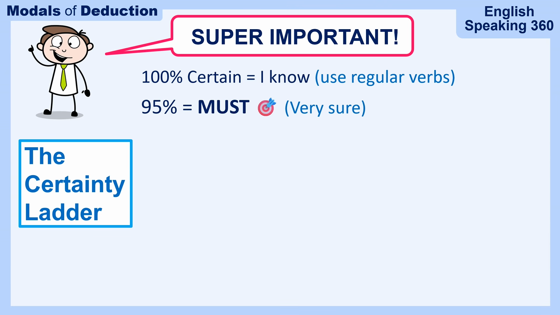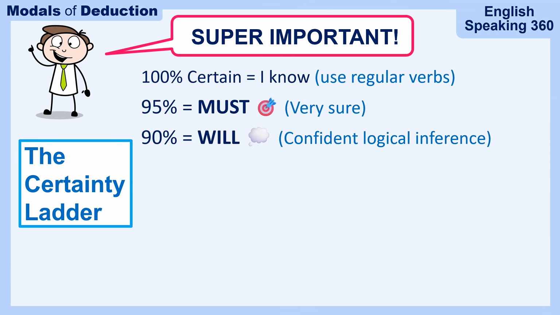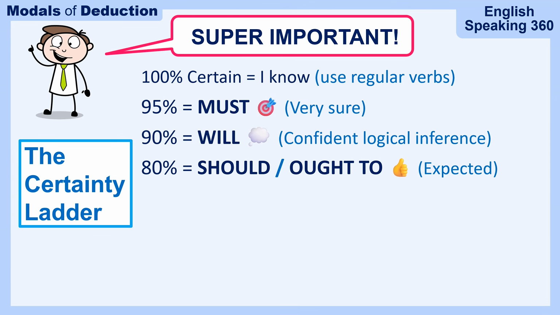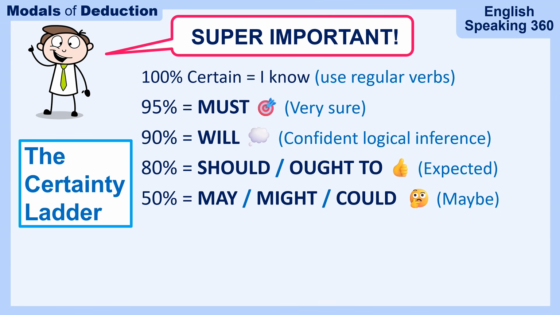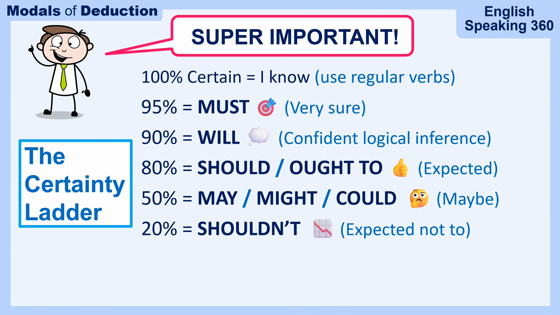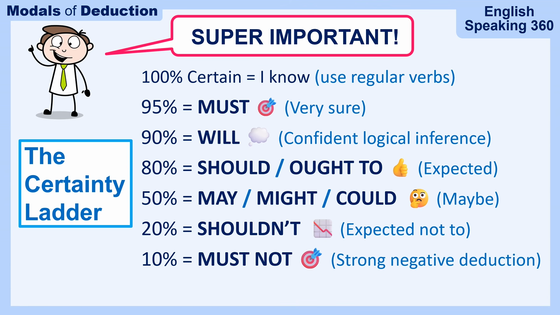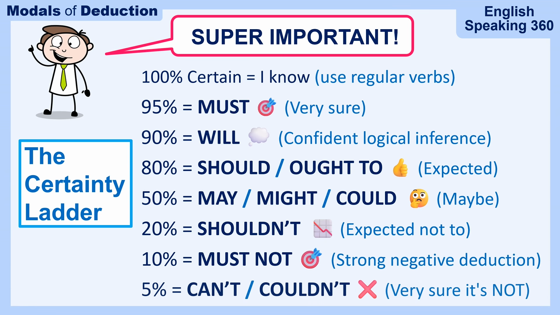For example, must, when you are very sure of something. 90% will. 80% should or ought to. 50% may, might, and could. 20% shouldn't. 10% must not. And finally, 5% sure can't or couldn't. Now today we're going to take each one of those one by one, step by step, and I'm going to tell you exactly how to use them.